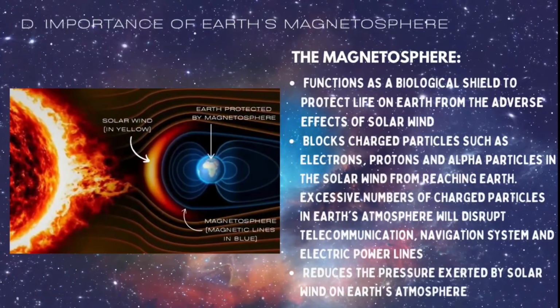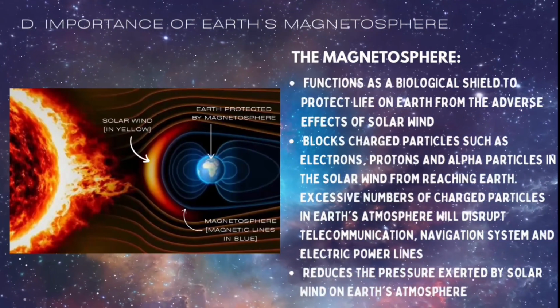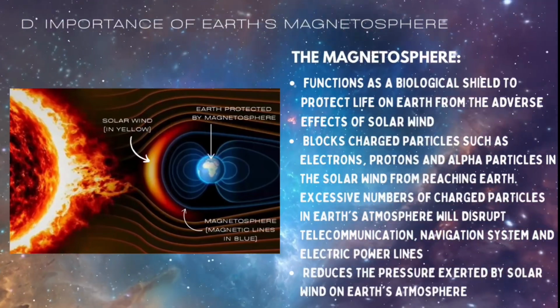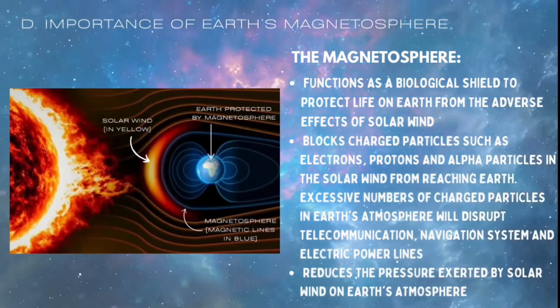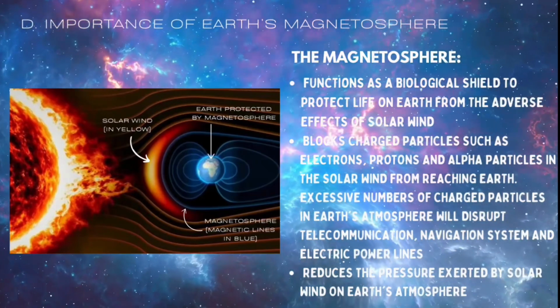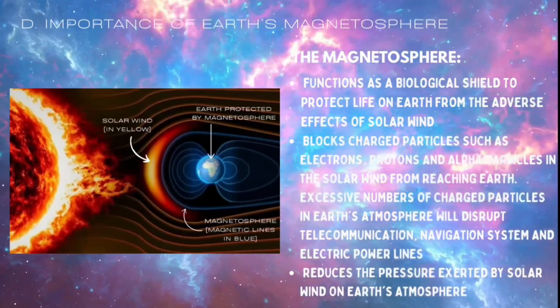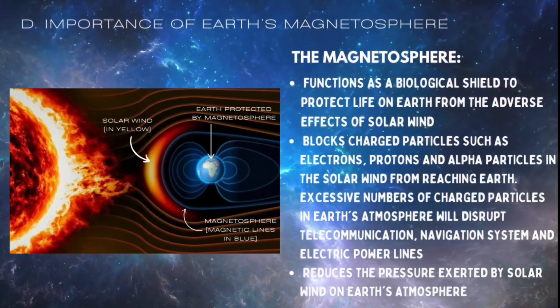Importance of Earth magnetosphere. It functions as a biological shield to protect life on Earth from the adverse effects of solar wind. It also blocks charged particles such as electrons, protons, and alpha particles in the solar wind from reaching Earth. Excessive numbers of charged particles in Earth's atmosphere will disrupt telecommunication, navigation systems, and electric power lines. It also reduces the pressure exerted by solar wind on Earth's atmosphere.